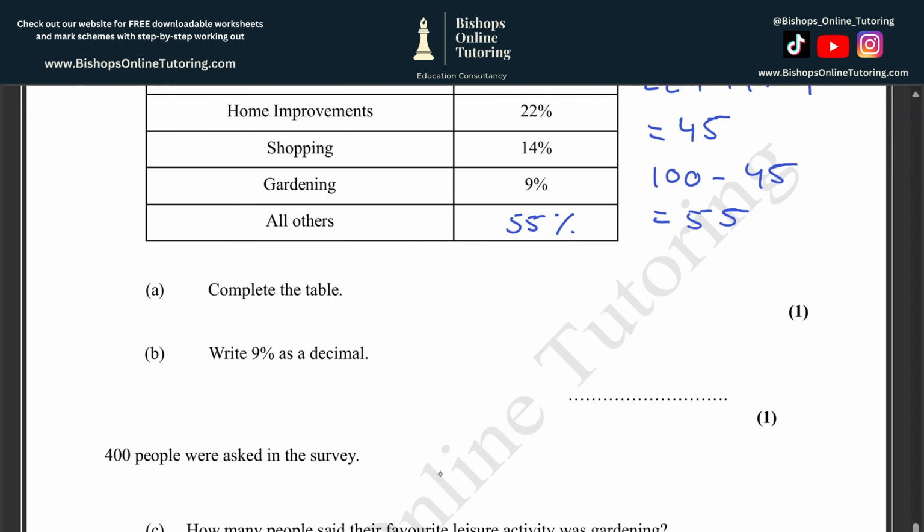Write 9% as a decimal. That's just going to be 0.09. Now, some of you are going to say, wait, should it not be 0.9? Well, no. 0.9 will be 90%.